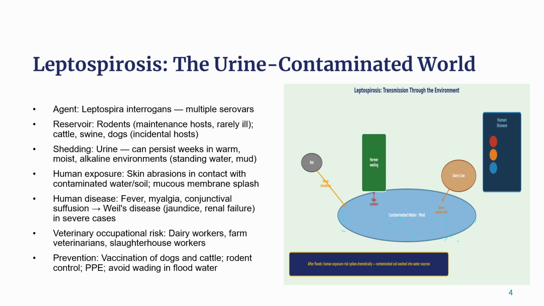Cattle and dogs can become incidental hosts, amplifying the environmental contamination. After heavy rain or flooding, when contaminated soil is washed into ponds and streams, human exposure risk spikes dramatically. This is why leptospirosis outbreaks in humans often follow floods. For veterinarians working in dairy herds, urine splash is a genuine occupational hazard. Always wear eye protection and waterproof gloves when catheterizing cattle or handling urinary tract cases and during obstetric work.